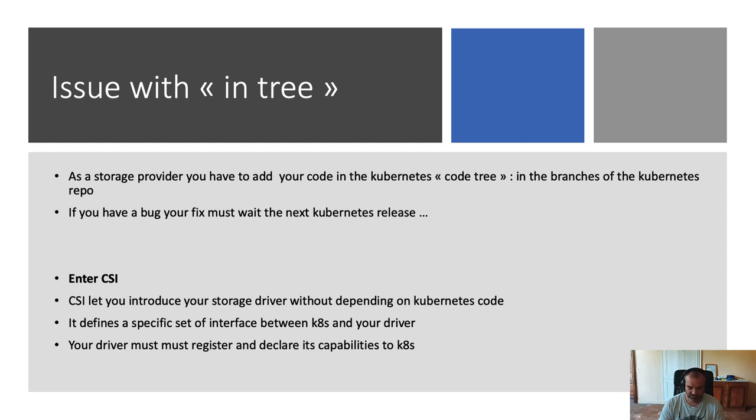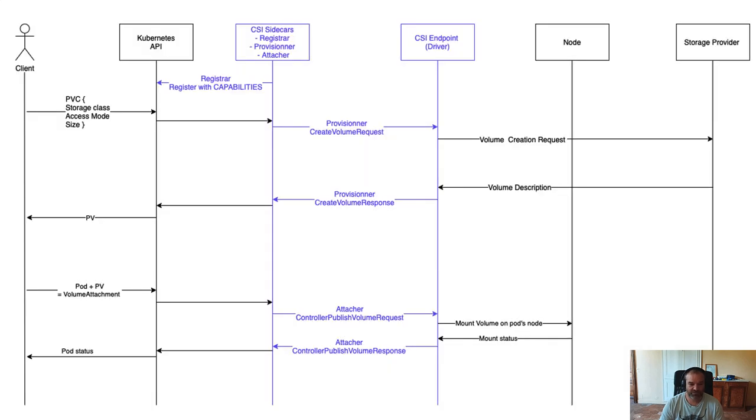CSI lets you introduce your storage driver without depending on the Kubernetes code. It defines a specific set of interfaces that you must respect to communicate between Kubernetes and your driver. First, your driver registers, declares its capabilities, and then it will be able to handle all the PVC requests. Now, how does it run?